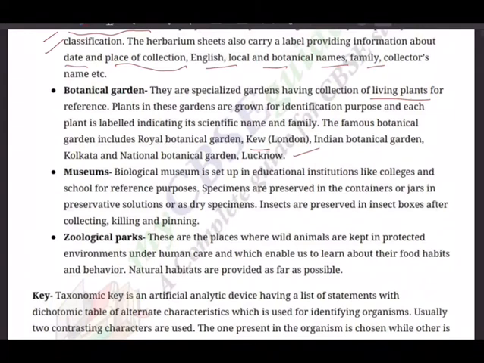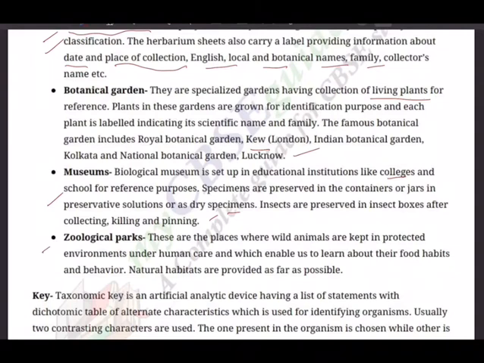And then museums. Biological museum is set up in educational institutions like colleges and schools for reference purposes. Specimens are preserved in containers or jars in preservative solutions, or as dry specimens. Insects are preserved in insect boxes after collecting, killing, and pinning. You have seen already in our lab all the preserved specimens. Okay, and when you went on the Bombay trip, you must have seen varieties of fishes in the fish aquarium.